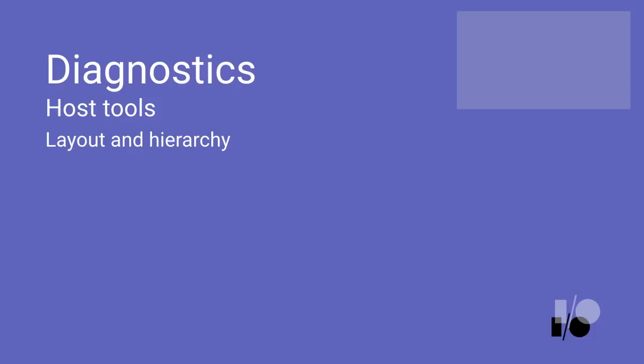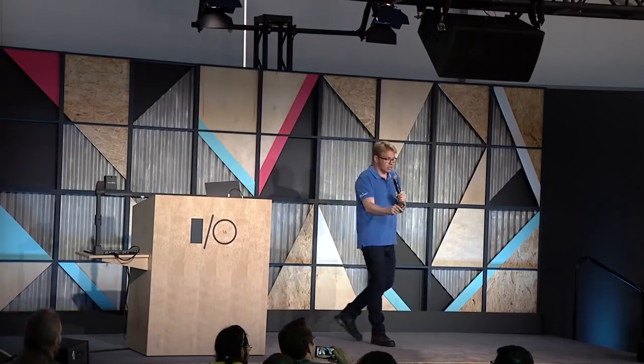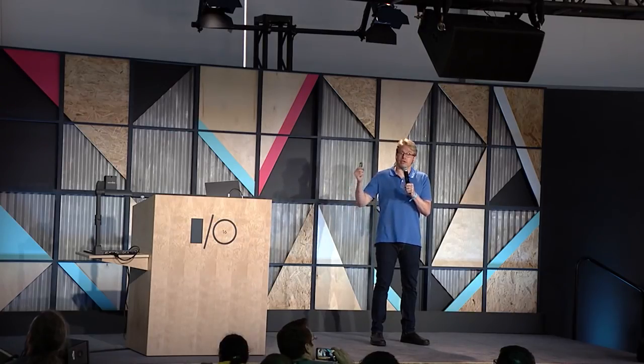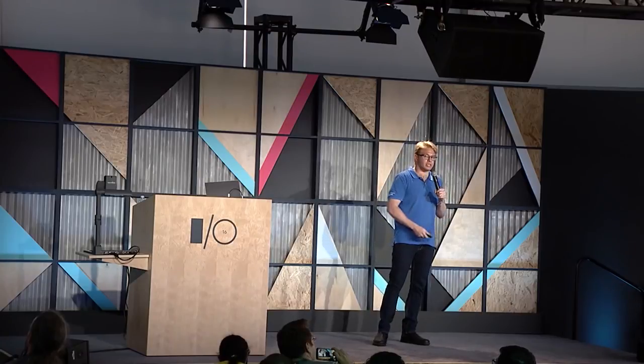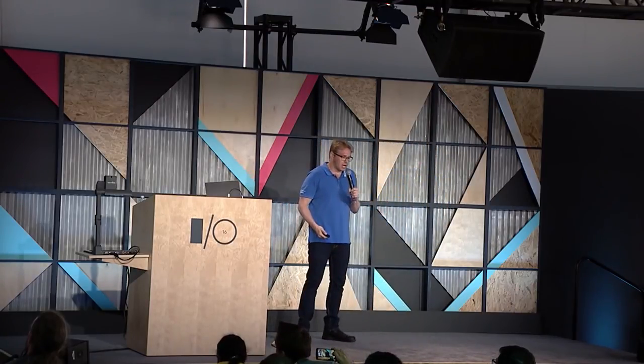Host tools, layout and hierarchy. Hierarchy Viewer. Is there anybody who doesn't know Hierarchy Viewer? Excellent. Moving on. Now, GoRide, which we mentioned earlier, is a wonderful example. I love this app. It's beautiful, it's clear, but in this screen they have 14 layers, which means that on my device, which was powerful and modern, everything was great. But if you think of a lower-end or older device, it might jank as hell. So I would check that.